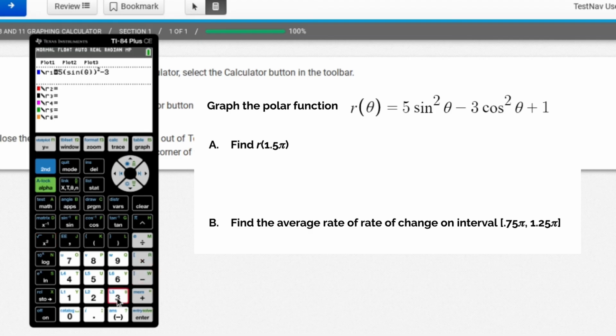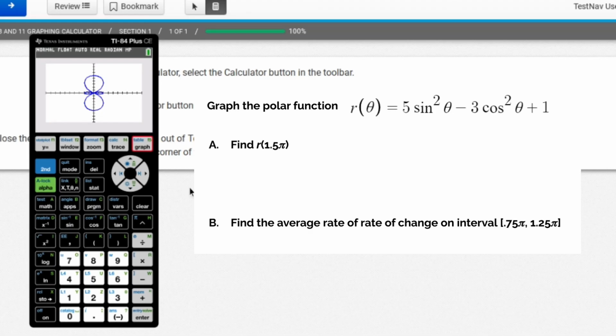Minus 3, do the same thing for cosine. So wrap it in parentheses, cos theta. Make sure you close the whole thing, so double up the parentheses, square that as well. And then plus 1. Now, let's hit graph and see what we get. Ooh! If you needed to zoom in, you could, but I kind of like what we have. Let's leave it just like that.